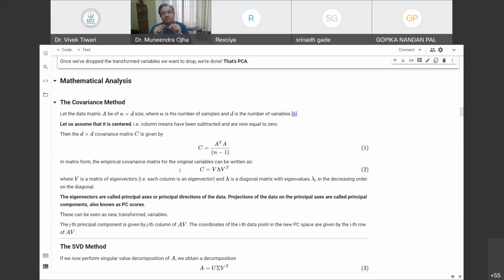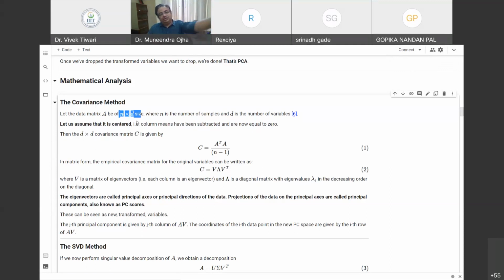If you want extremely precise values, because in covariance the transformation loses some, it approximates a bit harder. So if you want a more precise transformation, then you go for singular value decomposition. Otherwise, covariance matrix decomposition is also very easy. Let the data matrix A be of n by d size.